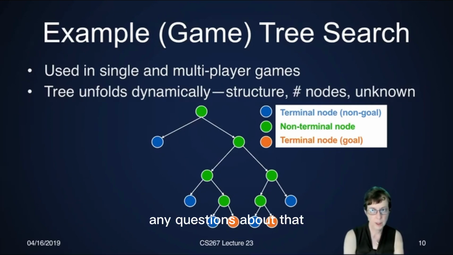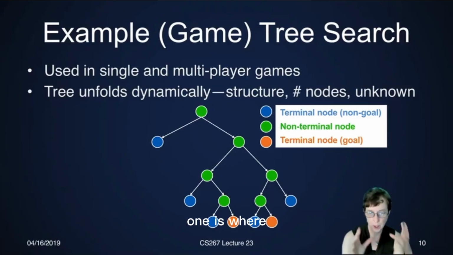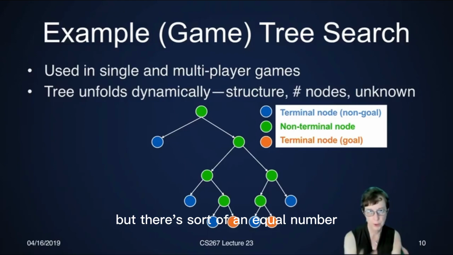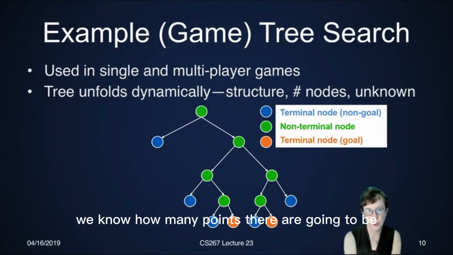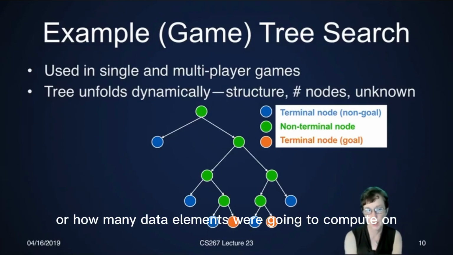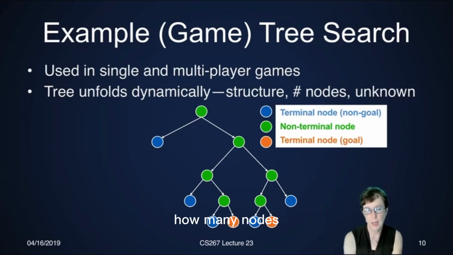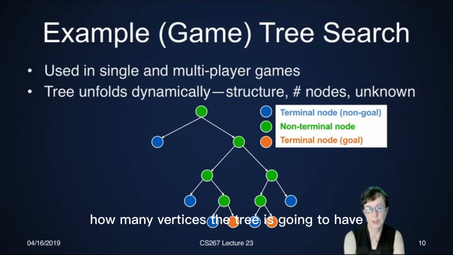Any questions about that? So 2 cases really came up that were somewhat separate. One is where we don't know how much work is at each point, but there's an equal number. We know how many points there are going to be, or how many data elements we're going to compute on. And in this other one, we really don't even know how many nodes, how many vertices the tree is going to have.